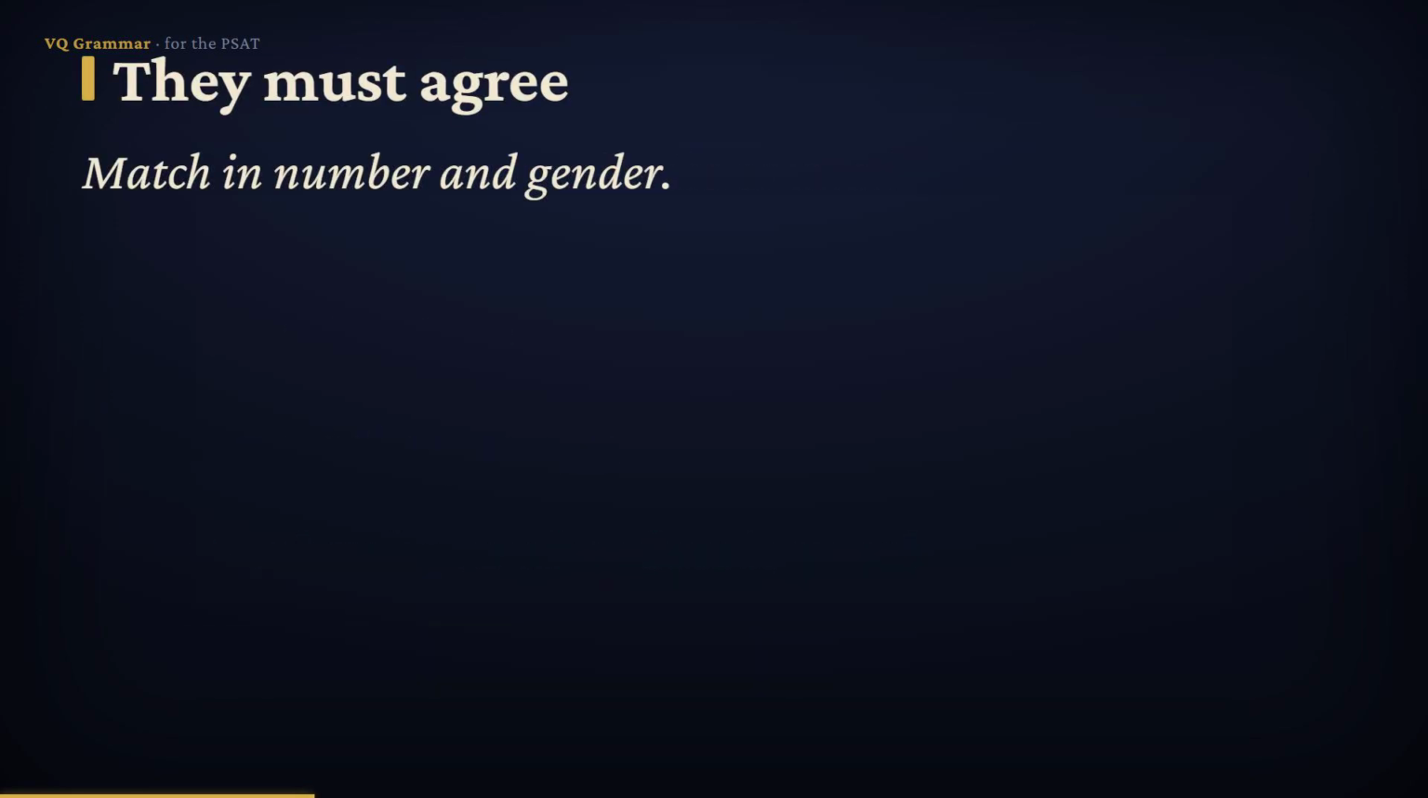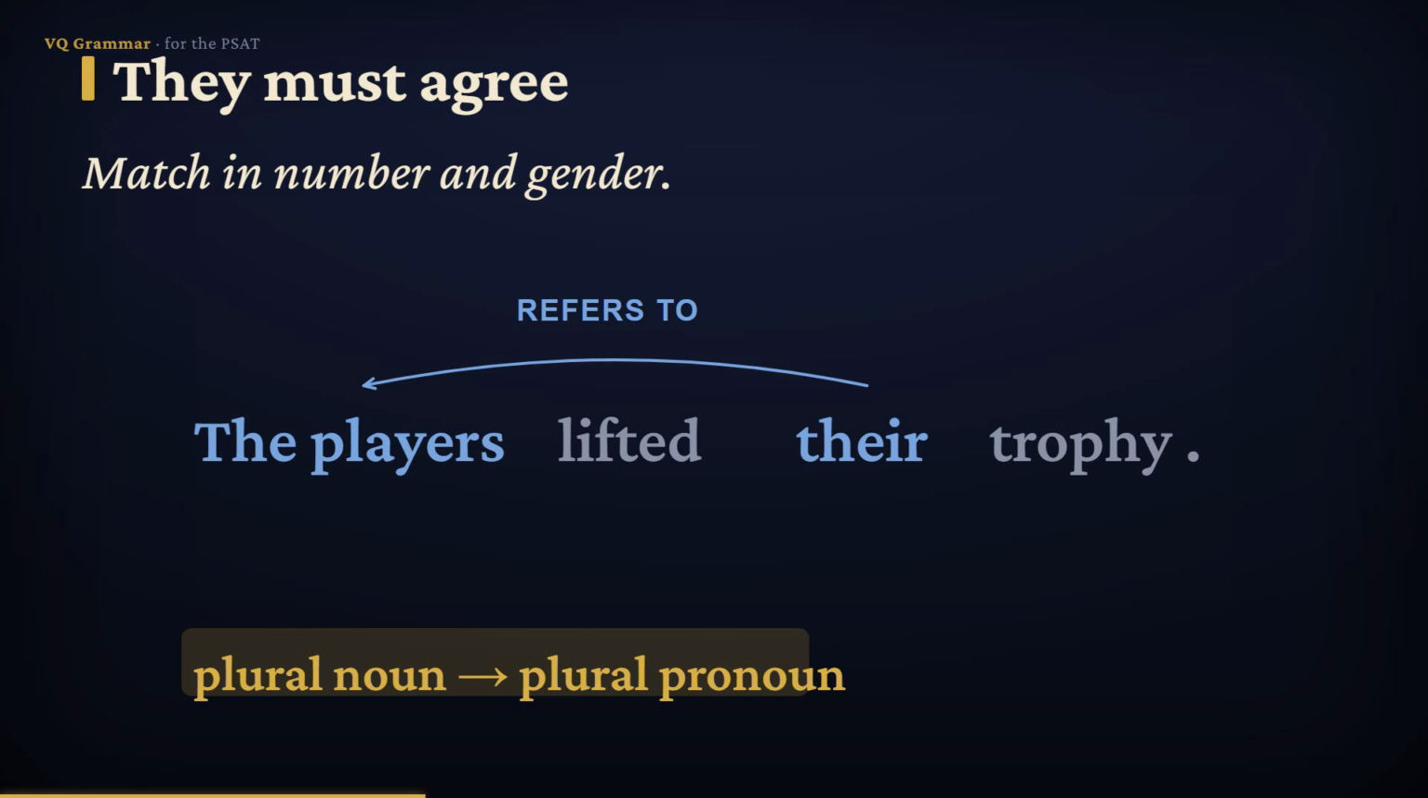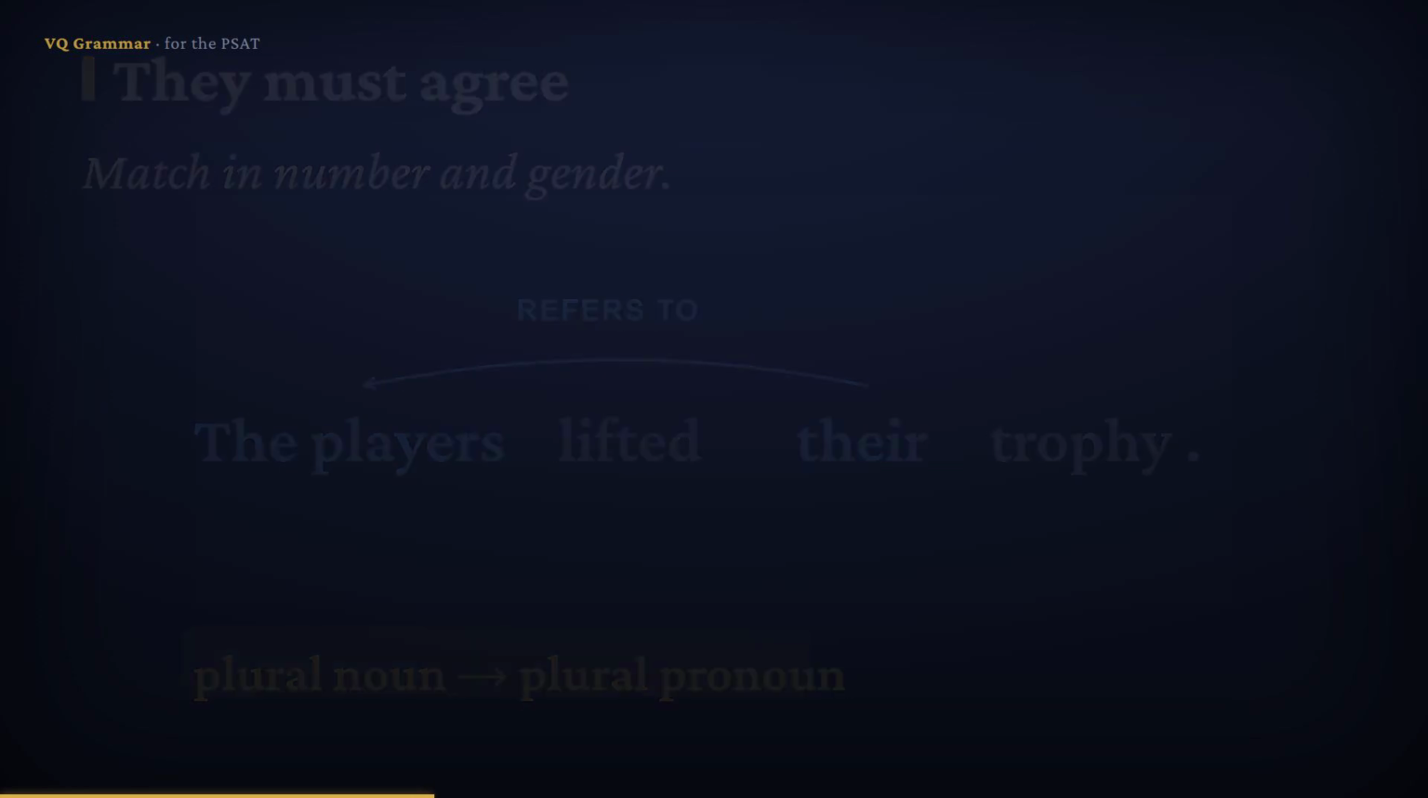Here's the rule that matters most. A pronoun must agree with its antecedent in number, singular or plural, and in gender. Look, the players lifted their trophy. Players is plural, so the pronoun has to be plural too. Their, not its. If the antecedent is one girl, you'd use she or her. If it's one boy, he or him. If it's a thing, it. Match the number, match the gender, and the pronoun fits.